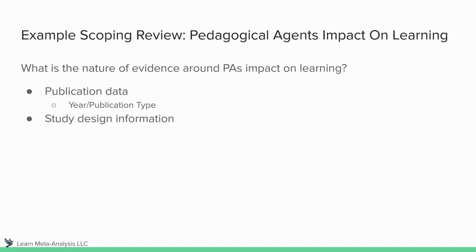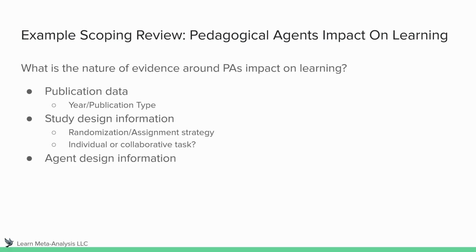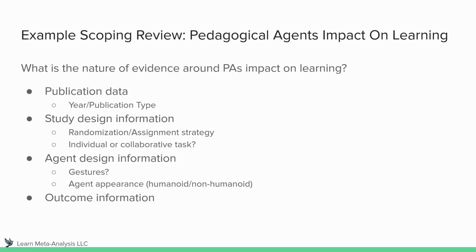My second one might be, what types of studies are being conducted? That's going to get us at some of these next variables, such as what type of randomization or assignment strategy did they use? Was it an individual or collaborative task, etc.? My next question might be about how the actual agents or characters were designed, and I might code things like if they use gestures and what types. I might look at their overall appearance, whether they were a humanoid or non-humanoid character, and a variety of other variables as well.